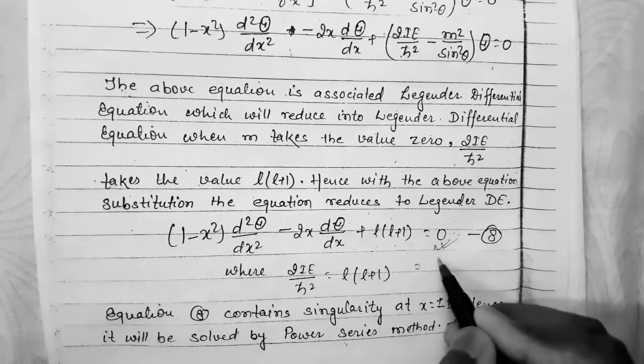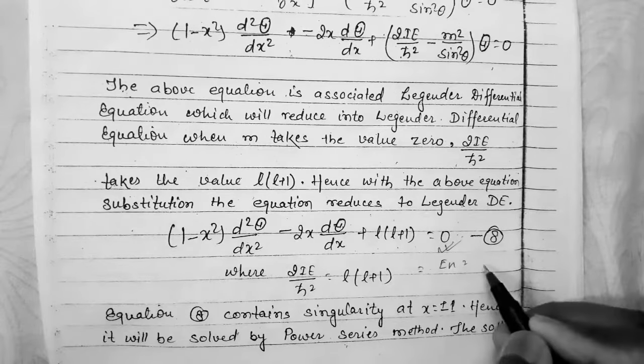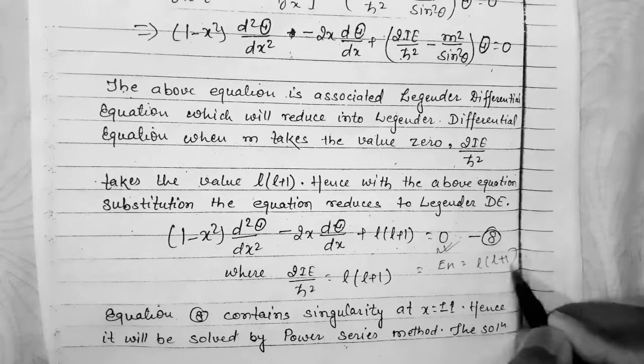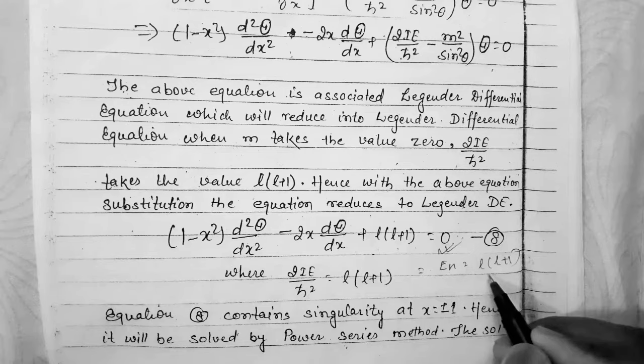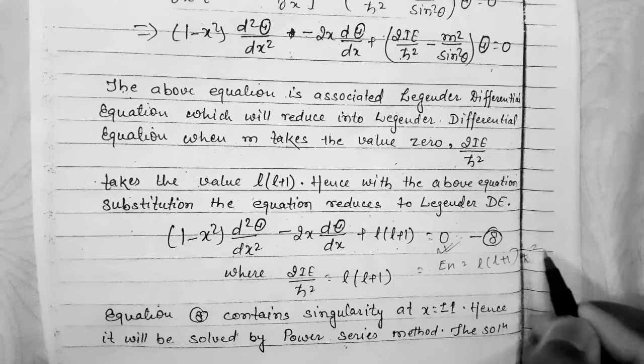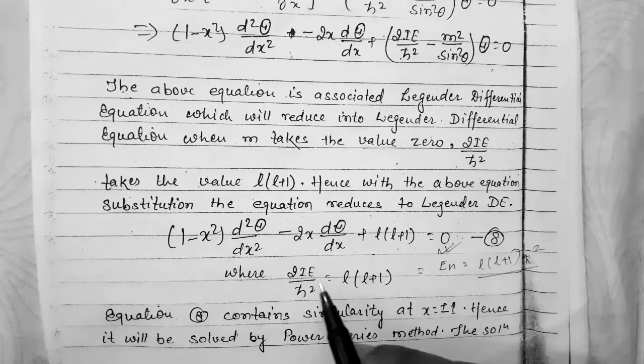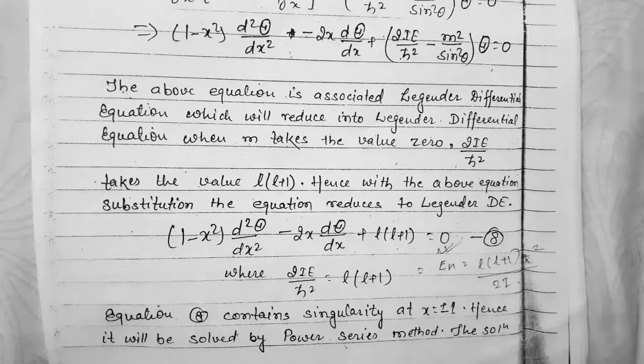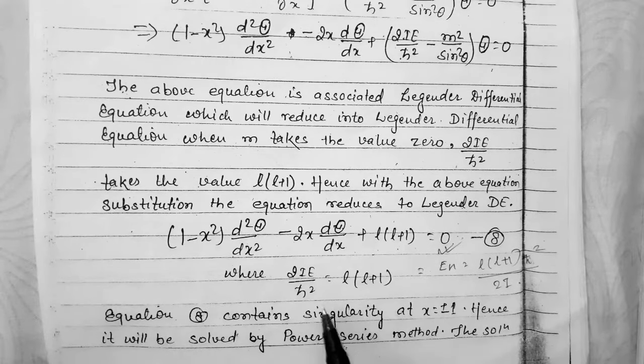So in this case, En equals L into L plus 1 h cut square divided by 2I. This is the energy eigenvalue of the rigid rotator which we have derived here. So what is the graph regarding it?